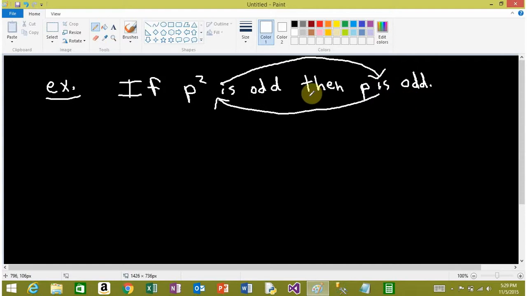So we're reversing those roles, but remember when we're doing the contrapositive, it's like the converse, but we have to negate both statements. So we have to negate p squared is odd and p is odd. So when we do our proof, what we're going to do is say we will prove the contrapositive.